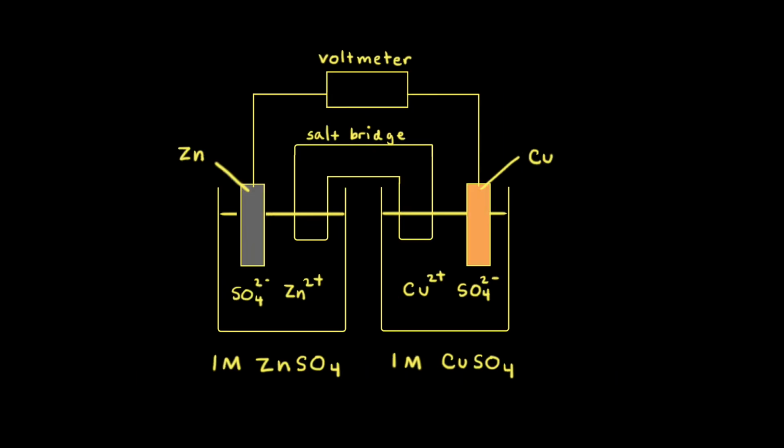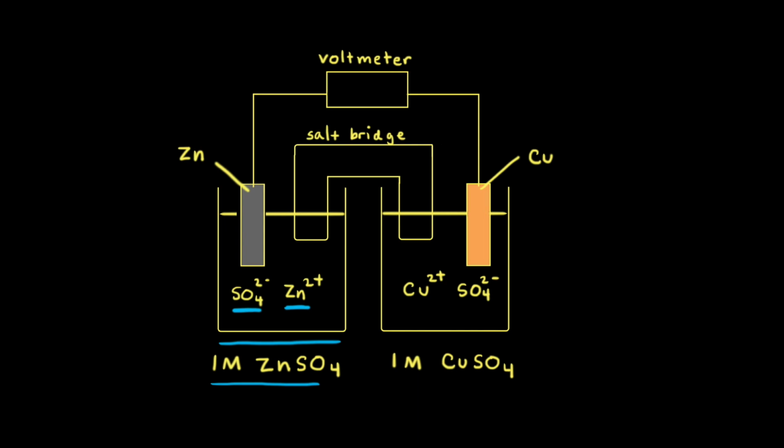Now that we've gone over the half reactions in detail for this zinc-copper galvanic or voltaic cell, let's look at a diagram of this cell and see how things actually work. Let's start by looking at the compartment on the left, which is a beaker that contains a 1 molar aqueous solution of zinc sulfate. Therefore, there are zinc 2 plus ions and sulfate anions in aqueous solution in the beaker.